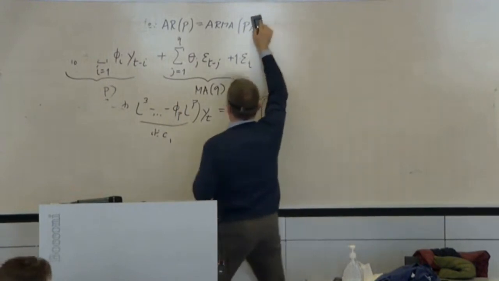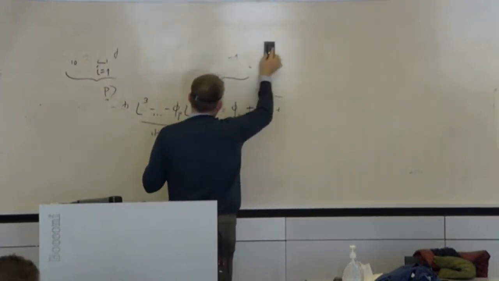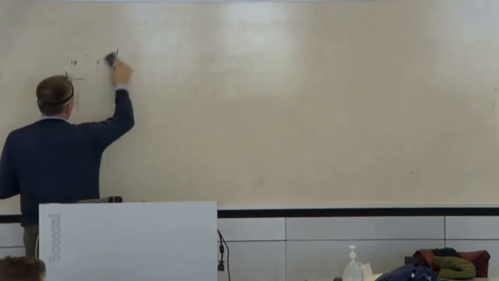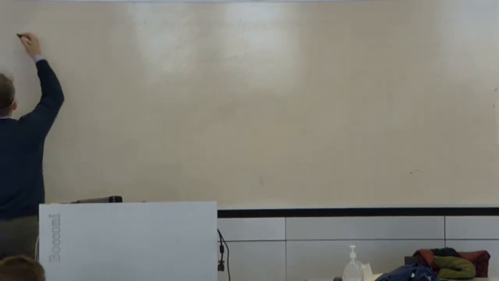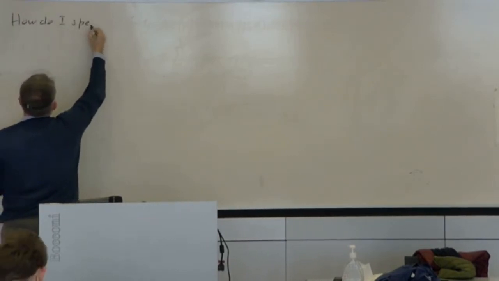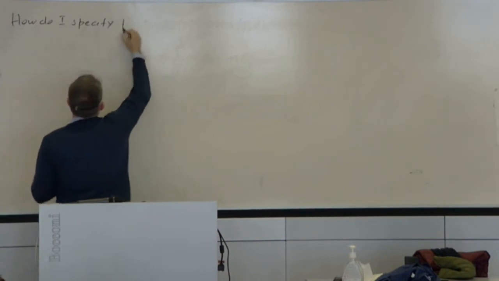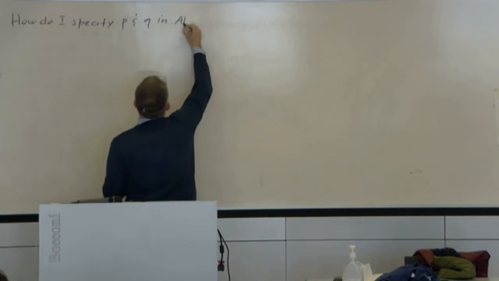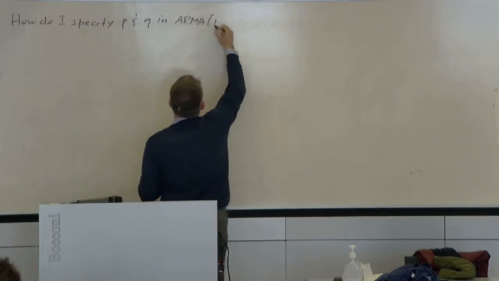Yeah, thanks. That's the big question. Knowing is very important because if you specify the wrong model, the model the data do not come from, then your forecast will be of poor quality and it will show that you did a poor job. Time will tell, basically. Okay, so the question is, how do I specify P and Q in ARMA(P,Q)?